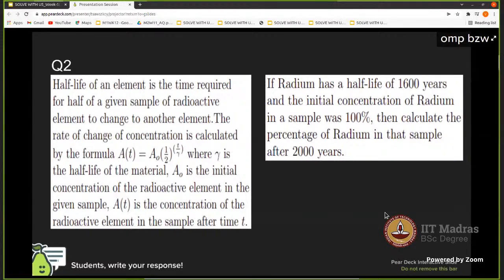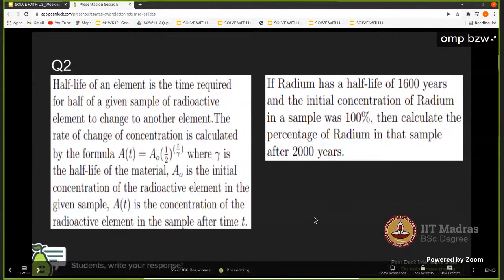Gamma is given, right? Gamma is 1600, the half-life. You know A0, you know t, you know gamma. Just do some calculations and you'll get A of t. I already mentioned, no need to be precise or accurate. You can just take an approximation to the nearest integer.